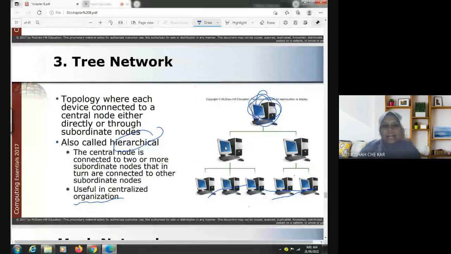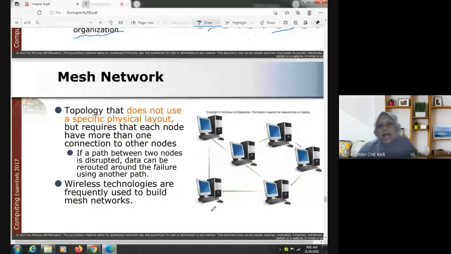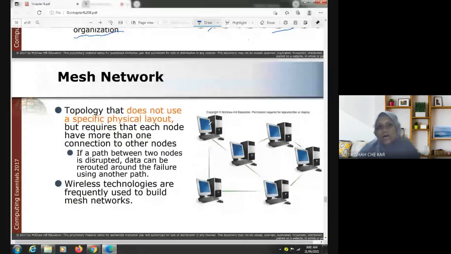Okay, and this is the latest one, the mesh network. The mesh network does not have a specific physical layout. It could be star, it could be mesh, it could be ring, as long as each node is connected to more than 2 devices. Then automatically we consider it a mesh network. With the mesh network, wireless technology like Wi-Fi commonly uses it.